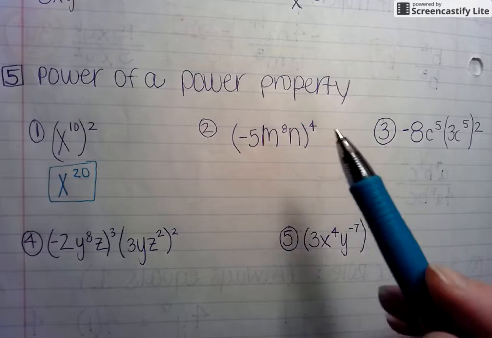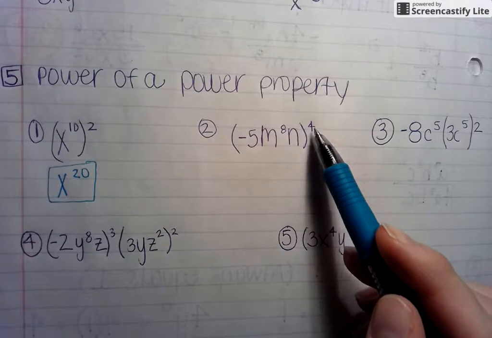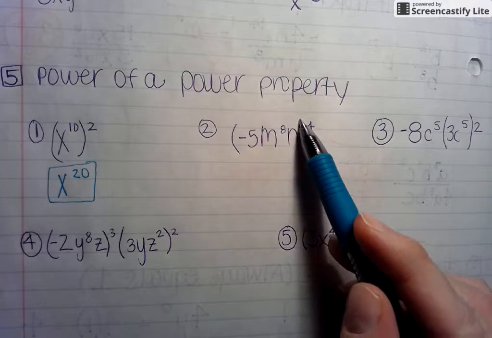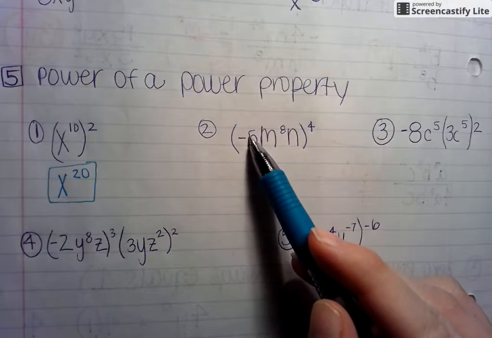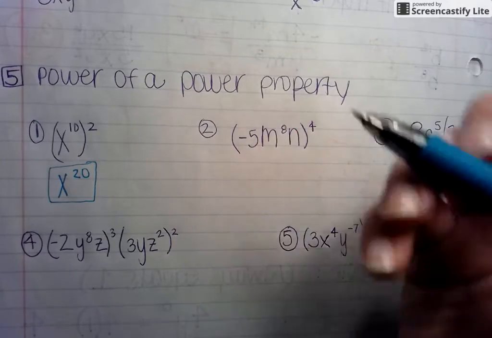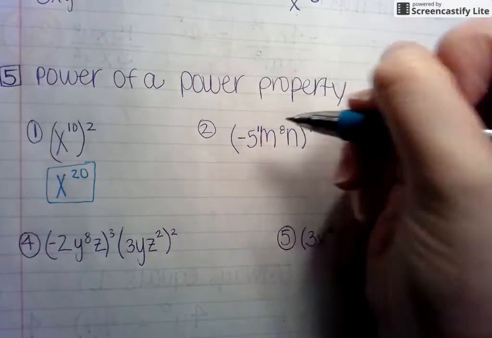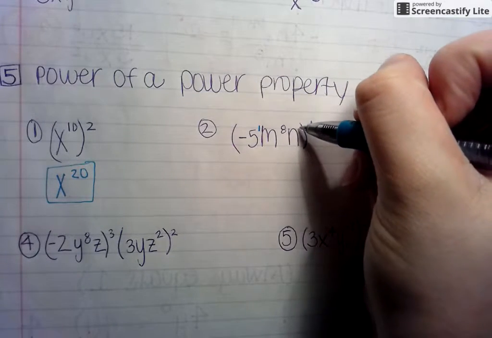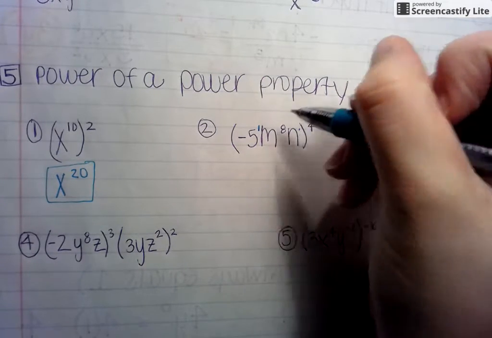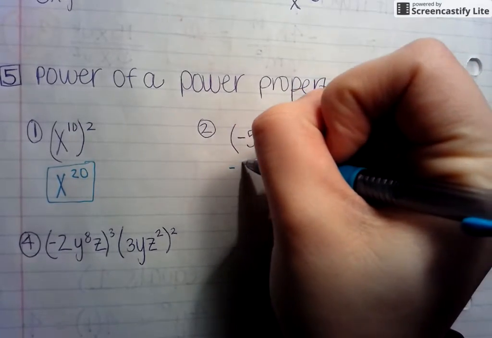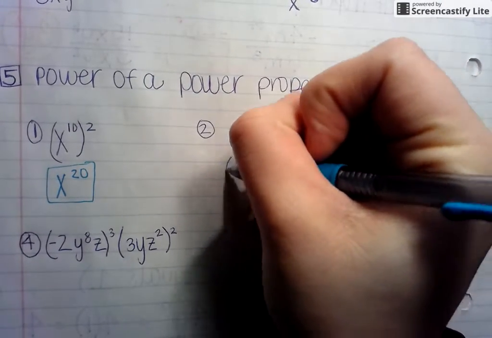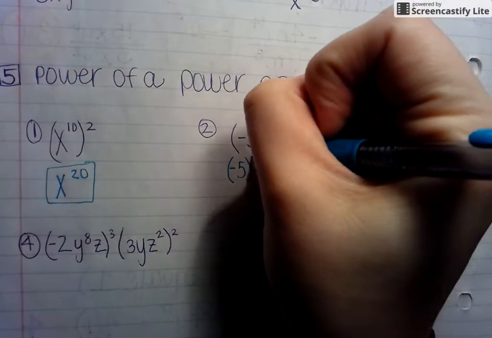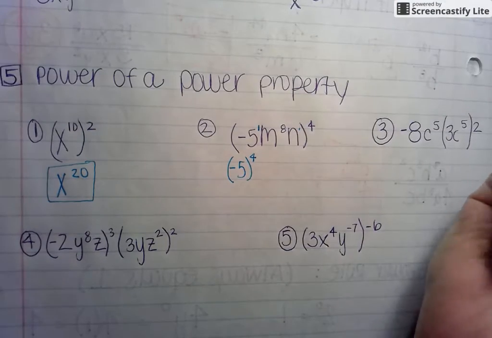Now this next one, you have this 4 on the outside. This fourth power means you have to give it to each of the bases. -5 is a base because it has this little 1 as a base, okay? M to the 8th, M's the base, and then N to the 1st. So you have to give that 4 to each of these values. So this one's going to be -5, and I put it in parentheses because I don't want to take away from the fact that it's actually a -5. So -5 to the 4th power.